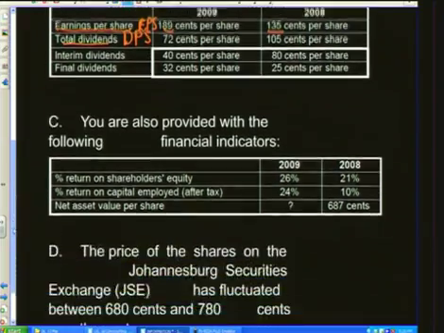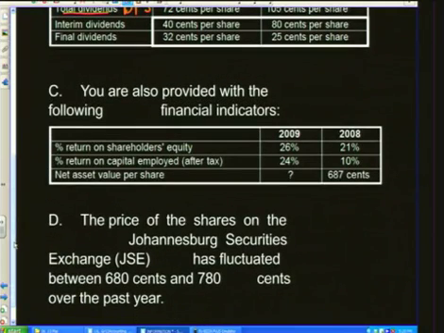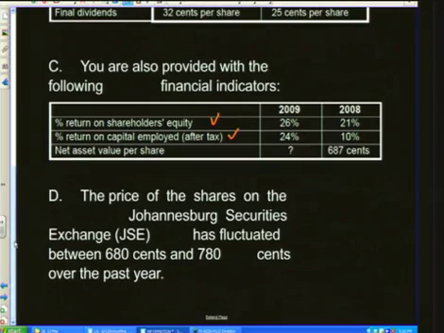Next bit of information, C. You are also provided with the following financial indicators. So I'm given the percentage return on shareholders' equity. Then I'm given the percentage return on capital employed after tax, as well as the net asset value per share. Right, and then finally, the last bit of info, the price of the shares on the JSE has fluctuated between 680 cents and 780 cents over the past year.